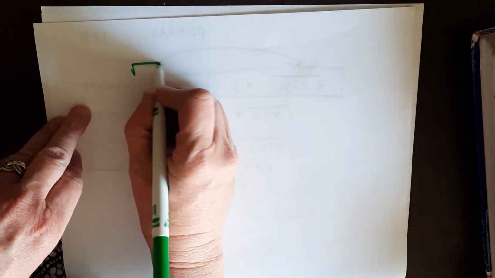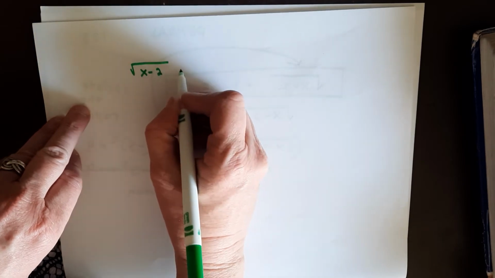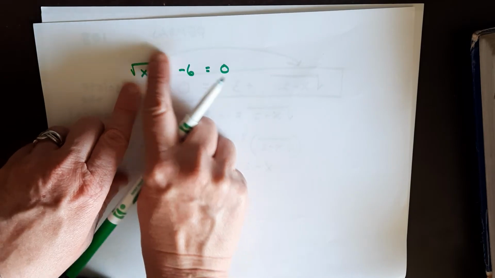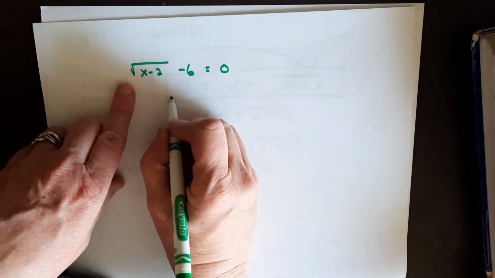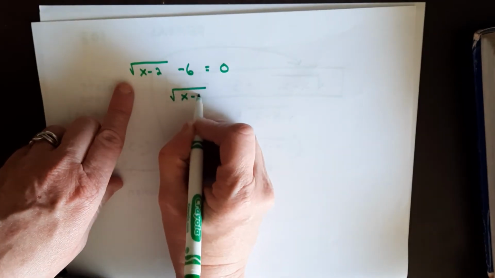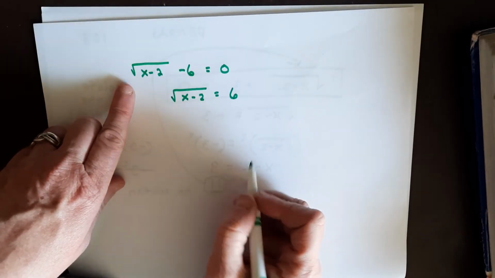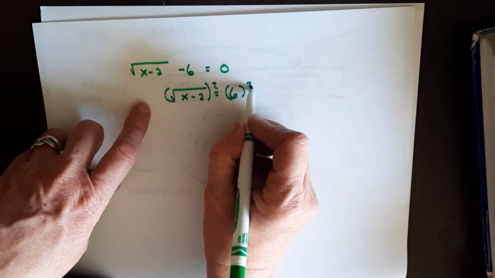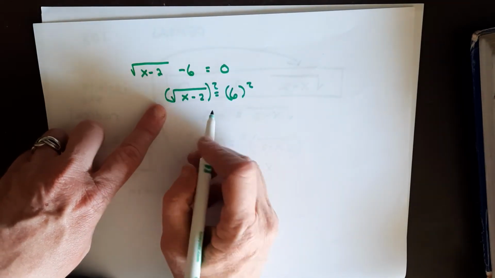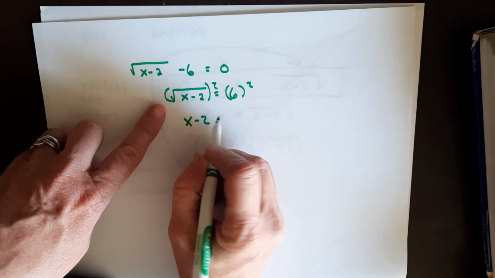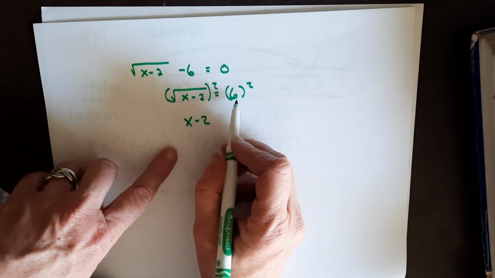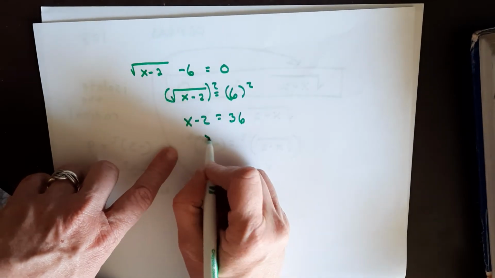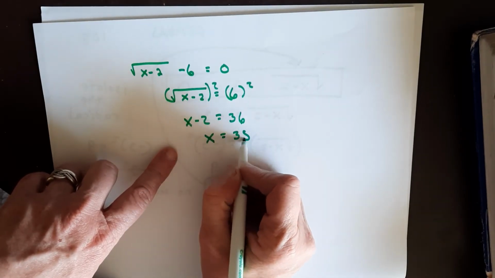If we had the square root of x minus 2 minus 6 equals 0, we're going to isolate the radical. We just want this on this side. So we're going to add 6 to each side, which gives us the square root of x minus 2 equals 6. Now we want to get rid of the radical, so we're going to square both sides. Squaring the square root of x minus 2 gives us just x minus 2. It just gives us what's underneath the radical sign. 6 squared equals 36. We add 2 to each side, which gives us x equals 38.